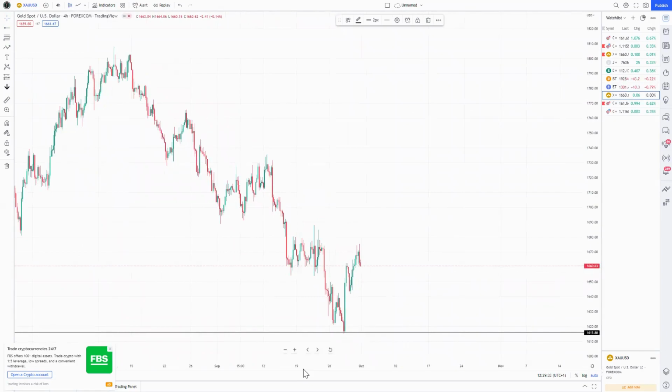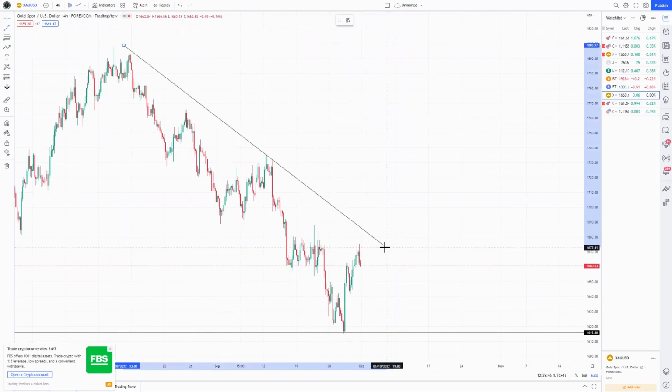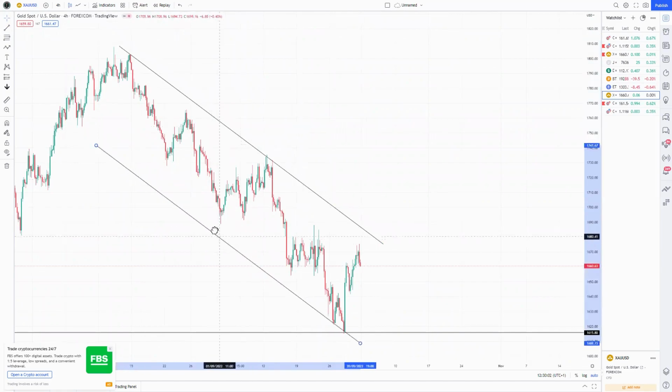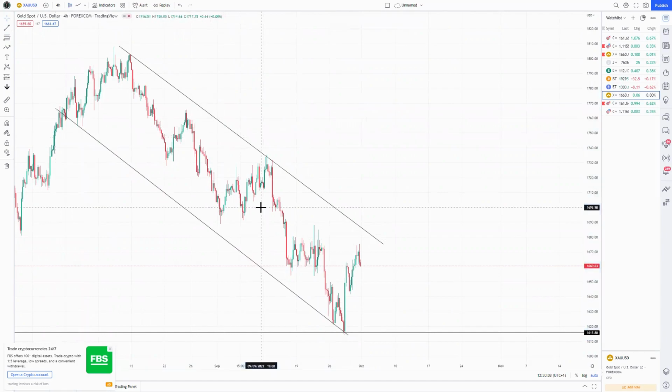Okay, good. I can see something. This is obviously a bearish trend, and we can complement it with a trend line or trend lines. So let's complement this. So this is a descending channel.